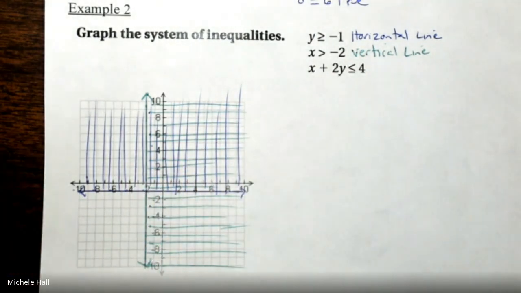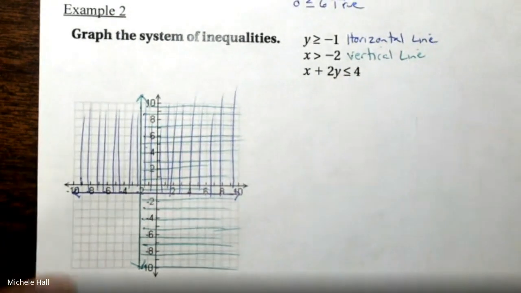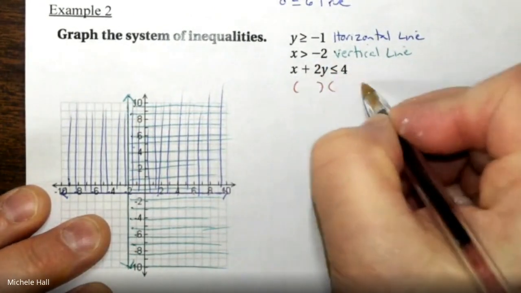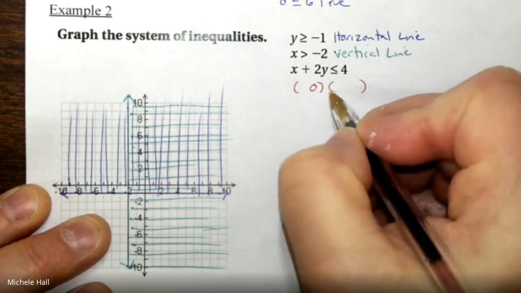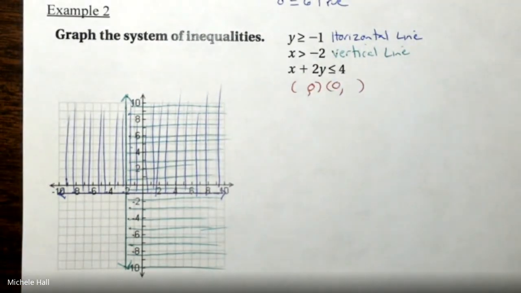We still have one more equation. And this is an equation that's in standard form. So I'm going to graph it using intercepts. When y is 0 and when x is 0. I'm going to use those x and y intercepts.